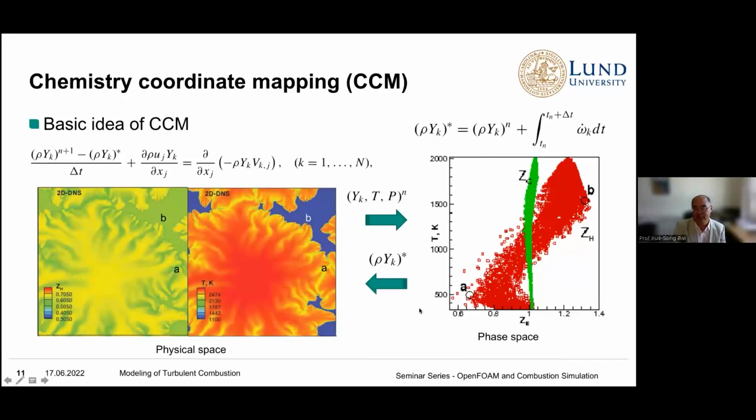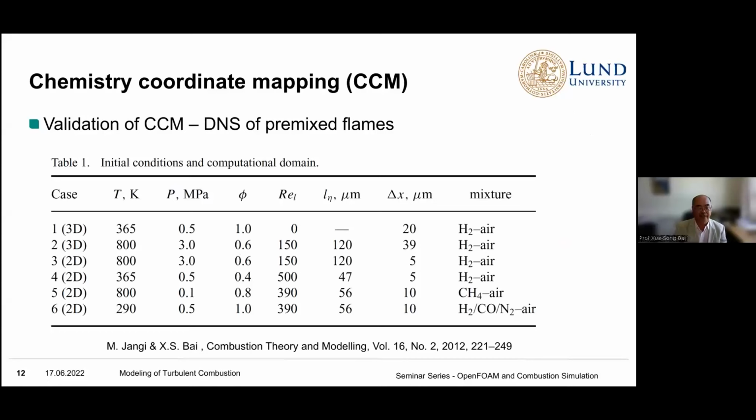So what is phase space? For example, here it shows two different phase spaces. Temperature is the vertical coordinate, and the horizontal coordinate is either element C or element H mass fraction. One can see element C is almost homogeneous, so it doesn't tell the difference between this point and that point. Obviously, element H mass fraction is a better choice for phase space, because it tells the difference. So in this flame example, we use 3D CCM.